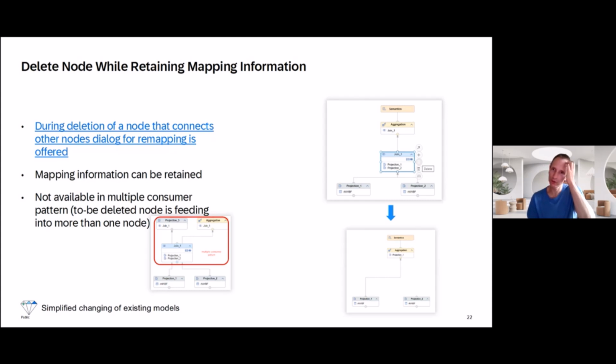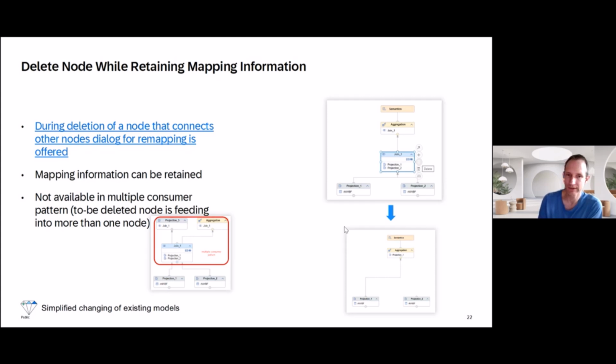If you wanted to change your models, for example, you want to delete a node in between other nodes, then in the past, you lost the information about the mapping of the previous nodes to the following node. Now we offer an option where you can select which source you want to map to the target node. For example, if you delete the join node here, you would get a dialog asking whether you want to keep the mapping from projection 1 to the aggregation or from projection 2 to the aggregation. Depending on your choice, this mapping will be automatically retained, and you get a functional model without having to remap again after deleting a node.